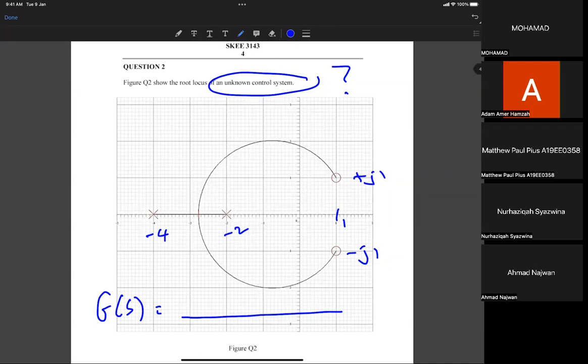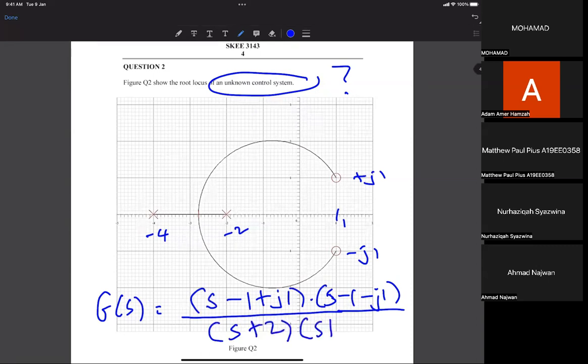One plus minus j1. Atas dulu lah, zeros. S minus 1 plus j1, S minus 1 minus j1, kan? Here S plus 4, S plus 2.